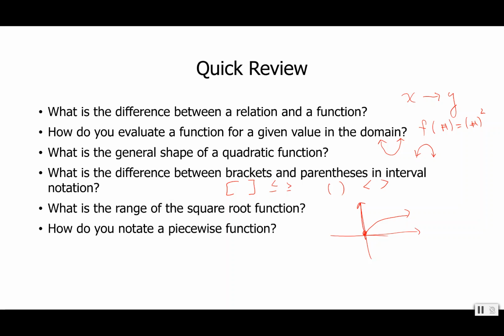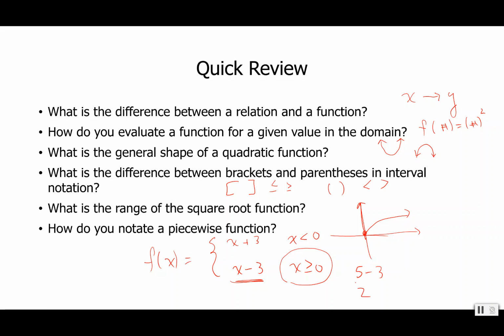Piecewise functions, we've not really looked at those, but if we did have a piecewise function, we'd have a rule for each piece based on some kind of domain. For example, let's say it was x plus 3 for x is less than 0, and x minus 3 for x is greater than or equal to 0. So if we had a value like 5, we pick our domain that it fits into first. 5 is greater than 0, so we'd substitute it into this piece of the function.